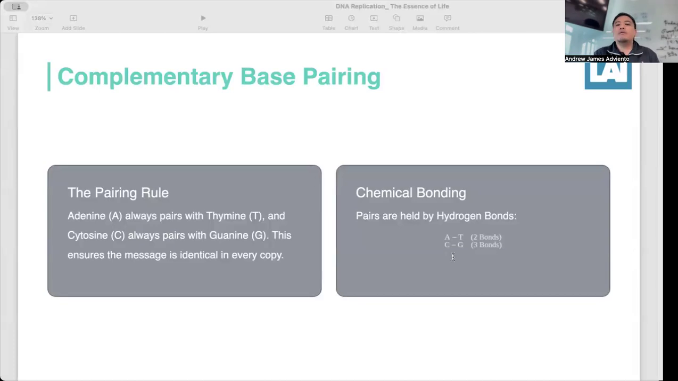Recall the base pairing rules. Adenine always finds thymine, and cytosine always finds guanine. Because these pairs are specific, held together by two or three hydrogen bonds, the existing strand acts as a perfect template. So if you have an A on the left, the cell knows it must put a T on the right.